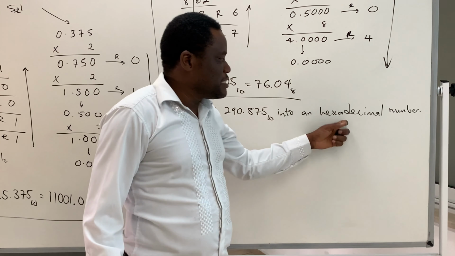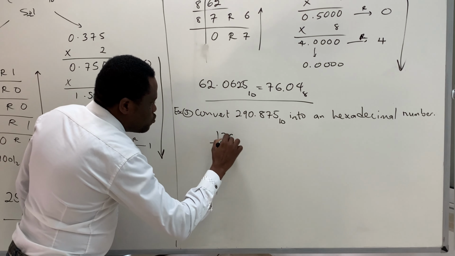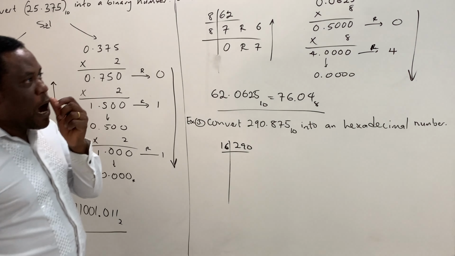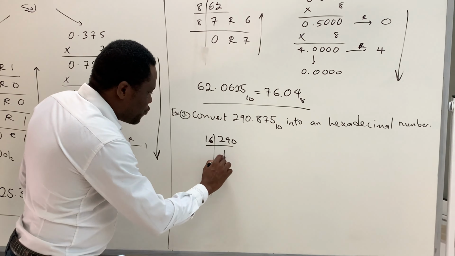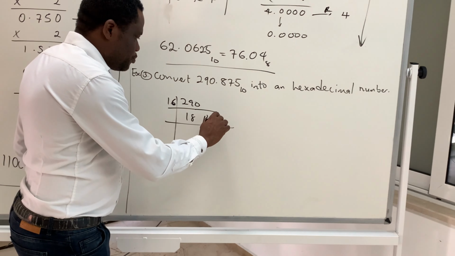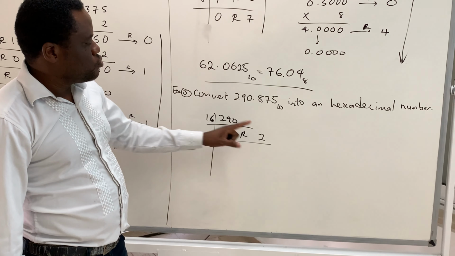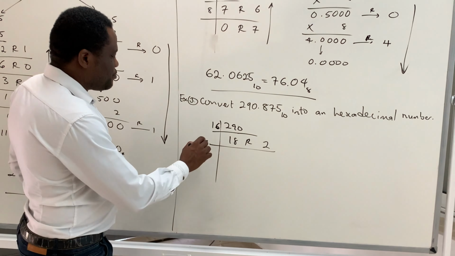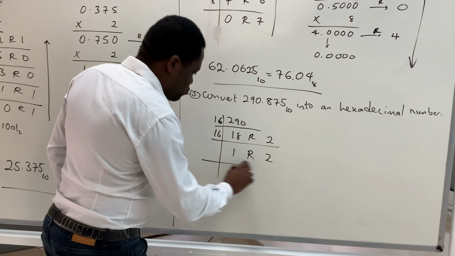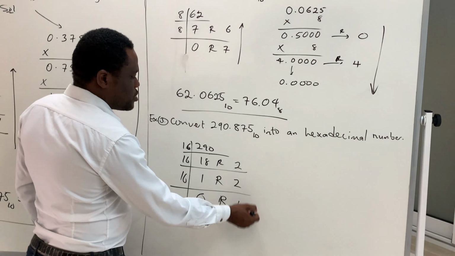The last question, hexadecimal. 16. Again, take this part out. 290 by 16. So how many times does 16 go into 290? Obviously 8. What is left? 2. 16 times 8 plus 2 will give us this. Again, 16. How many times? 1. Left? 2. Again, 16. How many times? 0. Finish. Remaining 1. So this is read down, up.